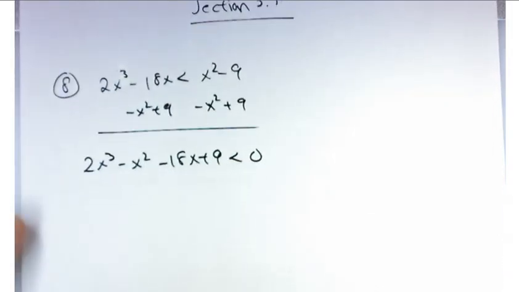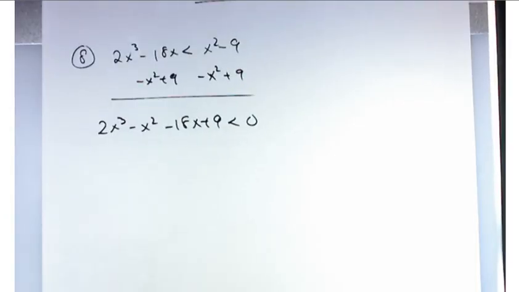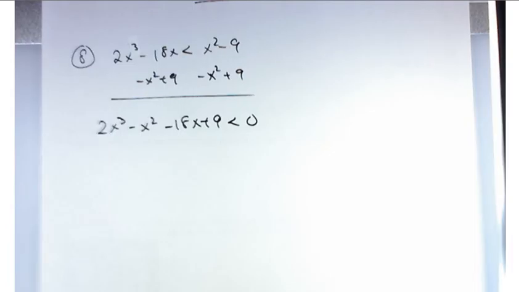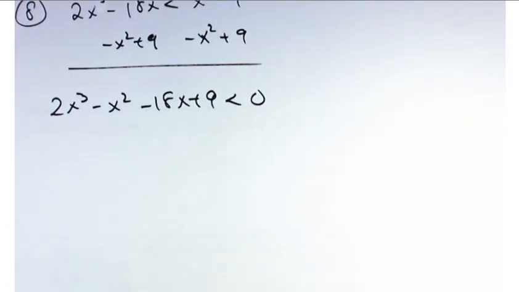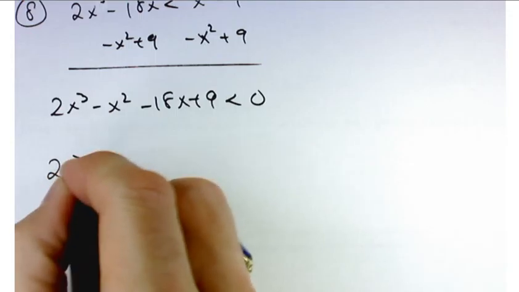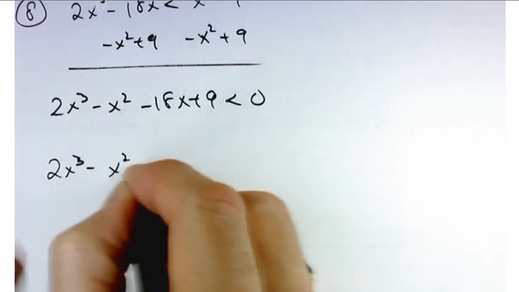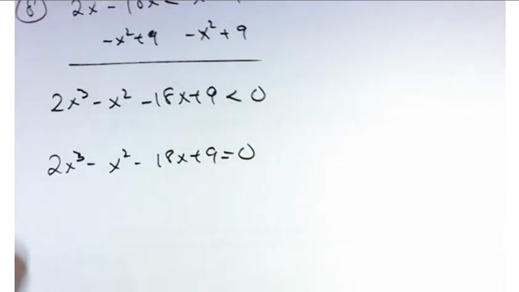Now I need to find where this is actually equal to 0. Well, good news for us, we have a lot of tools that we can use to try and find where it equals 0. You could use the rational root theorem, or you could try factoring it. Factoring it actually might work. Let's take a look at factoring it. We're trying to find where 2x cubed minus x squared minus 18x plus 9 equals 0.